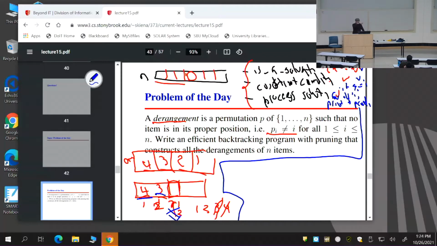Which solution is better? Okay. Which one looks like it should be better? Let's go back and do it. You see what the distinction is? He is checking to make sure that he never puts an element in its own spot. Whereas I am very happy to put a 1 in the first spot, build all permutations that start with 1, and throw them all out at the end. Right? Which method is better?